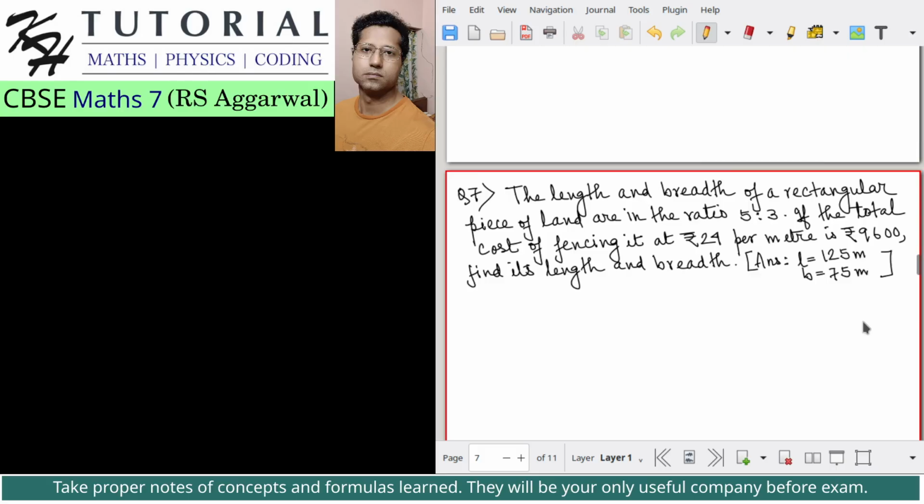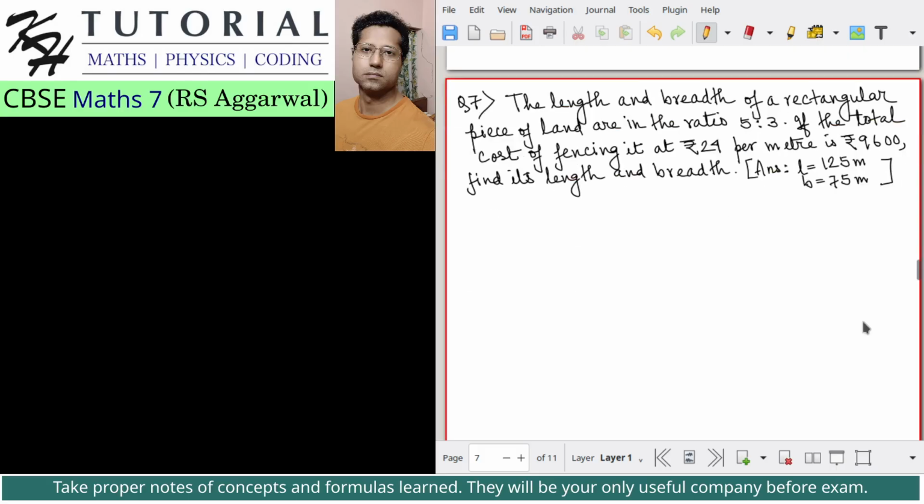Let's do the next problem. The length and breadth of a rectangular field are in the ratio 5:3. If the total cost of fencing it at rupees 24 per meter is 9600, find its length and breadth. The ratio of the length and breadth of the rectangular field is given, and this time we have to fence the field, that is, the amount of fencing needed will be based on the perimeter of the field.